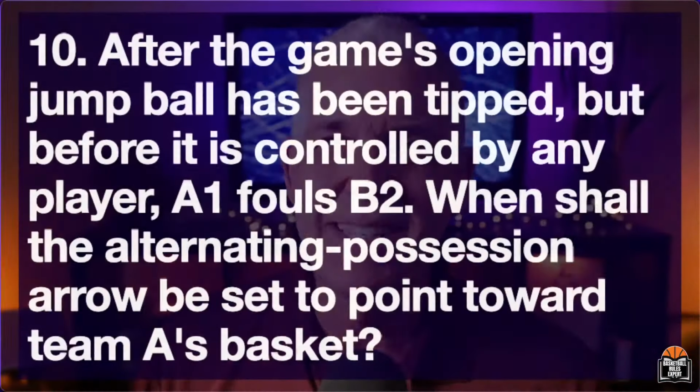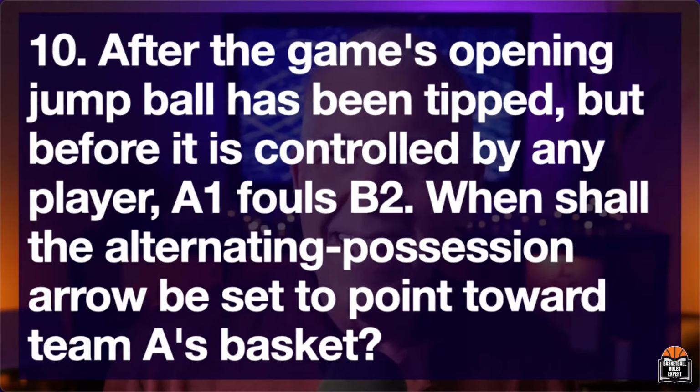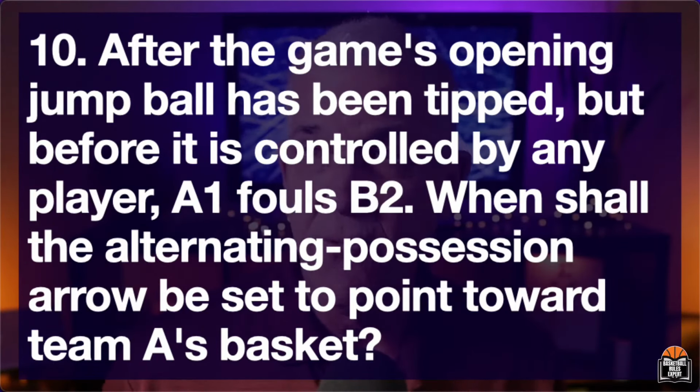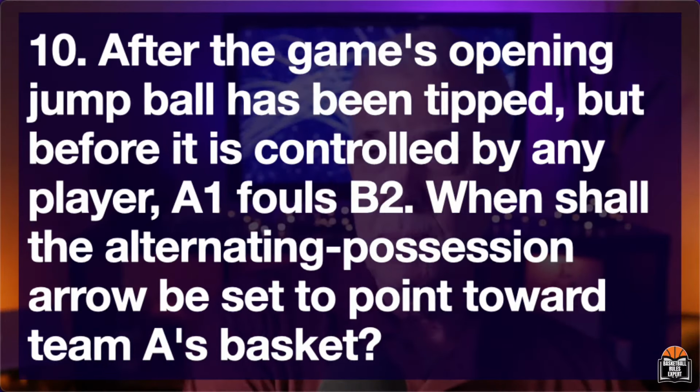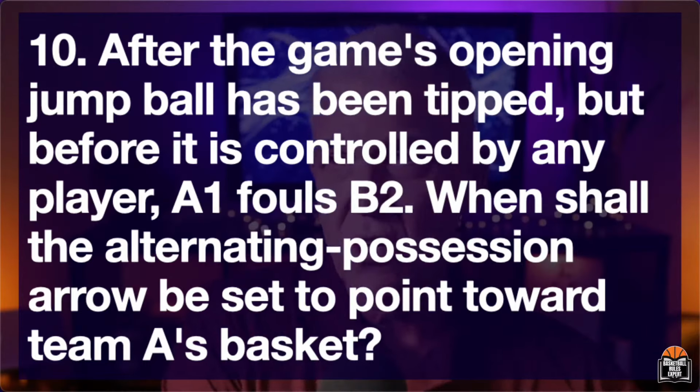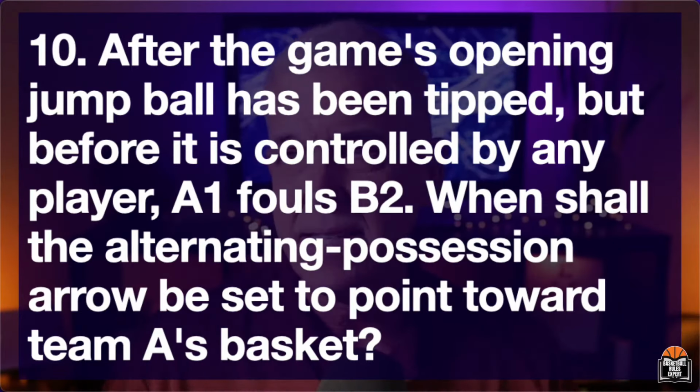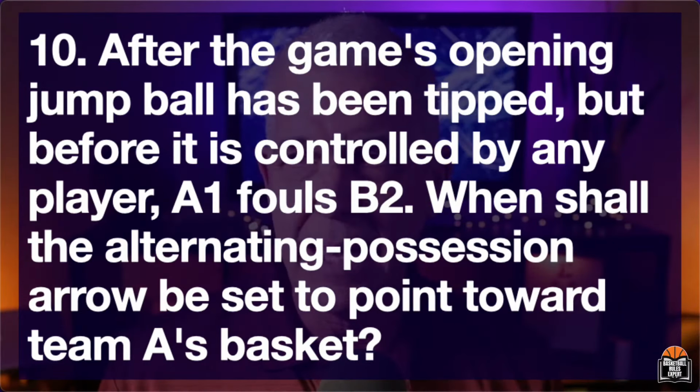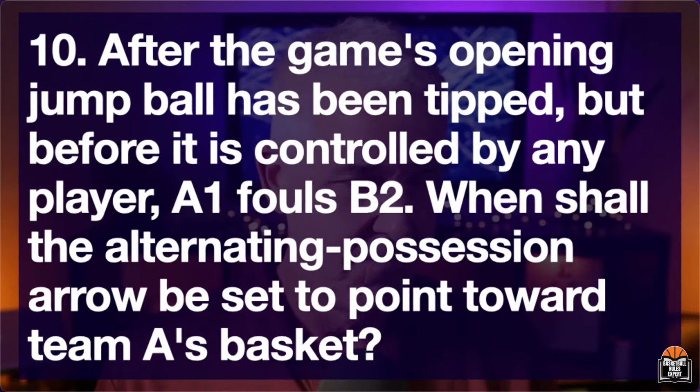All right, question number 10. Then we'll go to the chat. 10. After the game's opening jump ball has been tipped, but before it is controlled by any player, A1 fouls B2. When shall the alternating possession arrow be set to point towards Team A's basket?